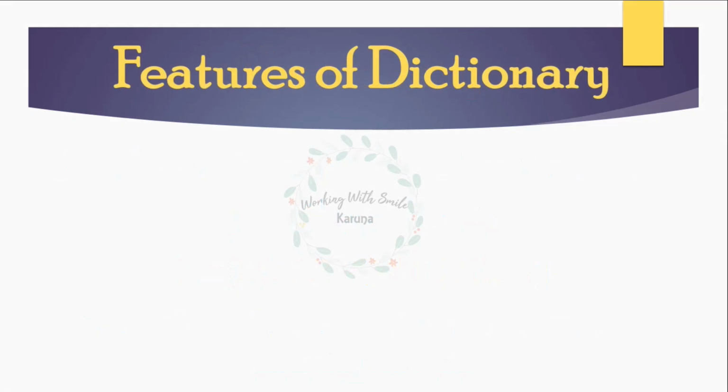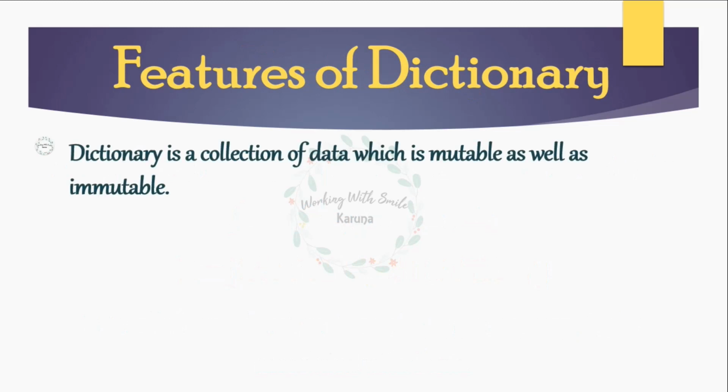A similar task can be done with the help of nested list or some other data type. The question here is why to use dictionary. So here I've listed some features of dictionary. So dictionary is a collection of data which is mutable as well as immutable. Till now we have been working on only mutable data types like list and immutable data types like numbers, strings and tuples. But dictionary is a combination of both.